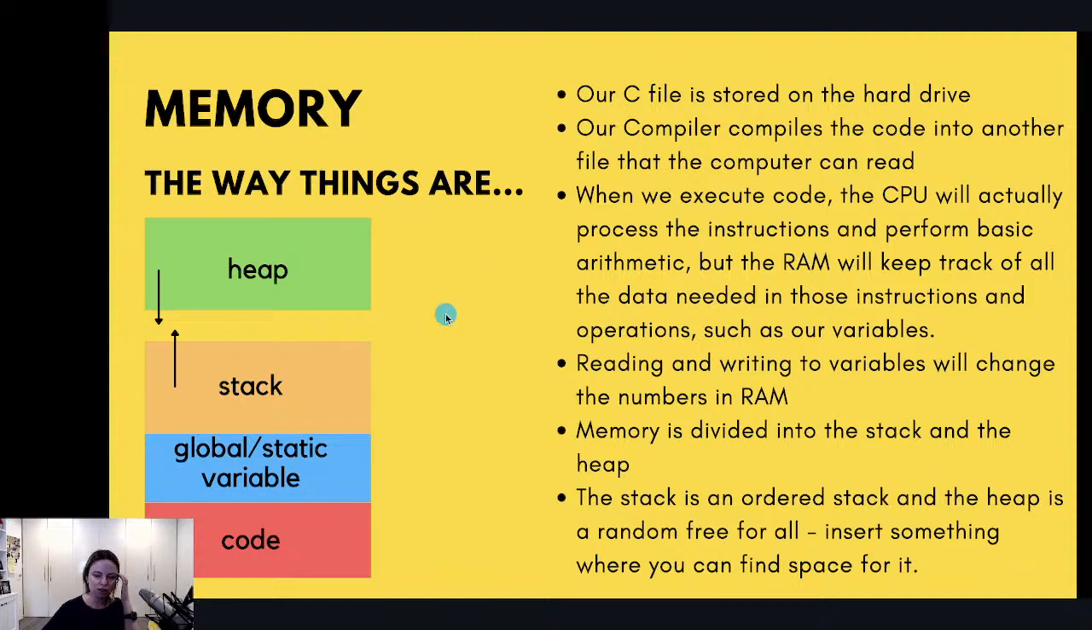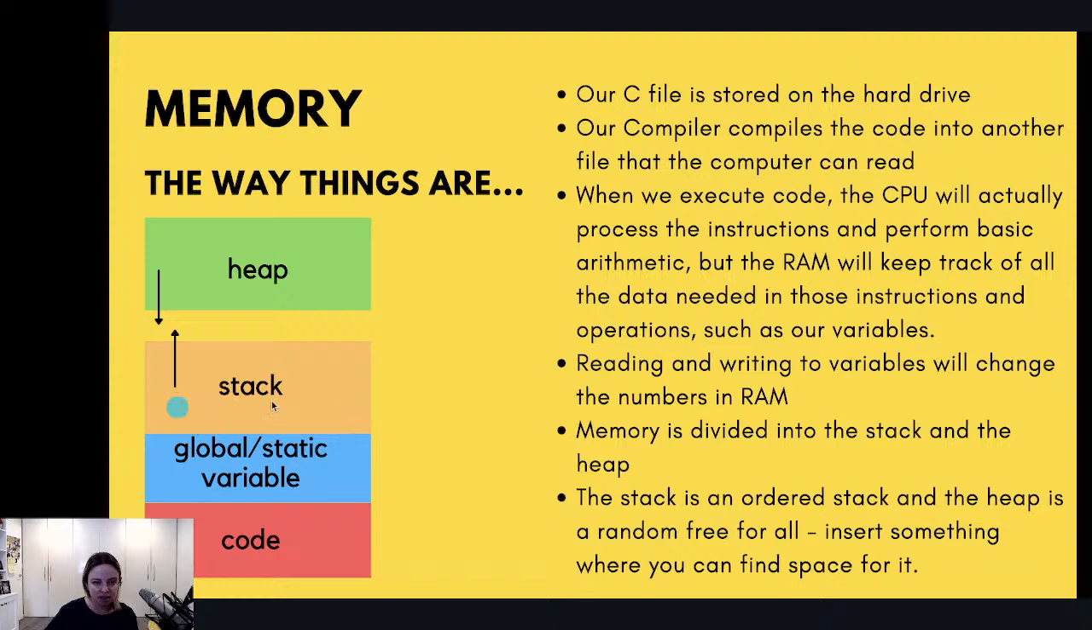When we start executing the code, the CPU will actually process the instructions and perform the basic arithmetic, but the RAM will keep track of everything that we need in those instructions. That means it'll keep track of any of our variables. Any reading or writing of the variables also happens in the RAM. And the RAM is broken up into this heap and stack business, okay? So this is really where all the magic happens. This is where we store things.